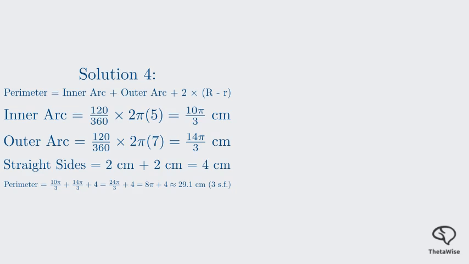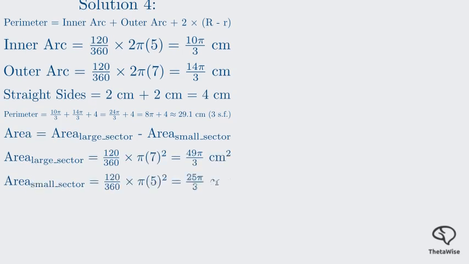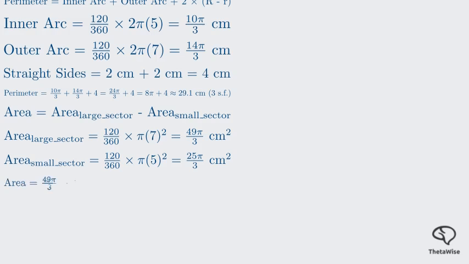Now let's find the area. The area is the area of the large sector minus the area of the small sector. For the large sector, r equals 7, giving an area of 49 pi over 3. For the small sector, r equals 5, giving an area of 25 pi over 3. Subtracting these, we get 49 pi over 3 minus 25 pi over 3, which is 24 pi over 3. This simplifies to exactly 8 pi. So the area enclosed by the annular sector is approximately 25.1 square centimeters.